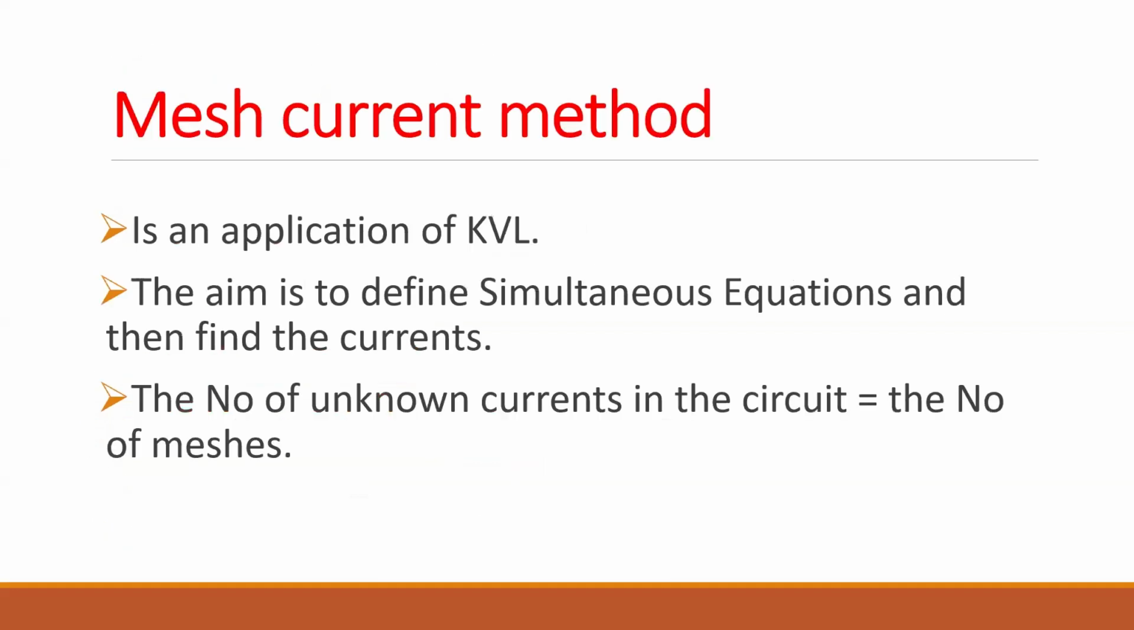Okay, so let's see what we do in the mesh current method. It's an application of KVL. If you remember, the node method was an application of KCL, but this one is an application of KVL. The aim is to define simultaneous equations and then find the currents. It's very similar to the previous one, but we are not considering the currents this time. We are considering the voltages.